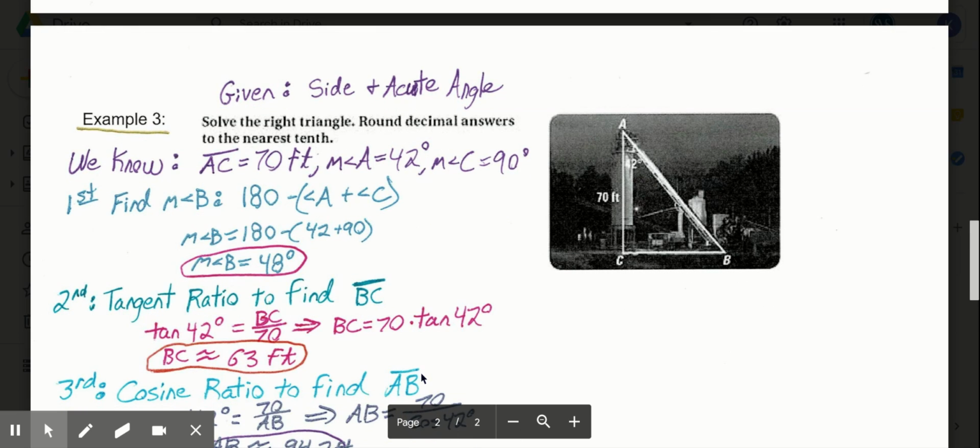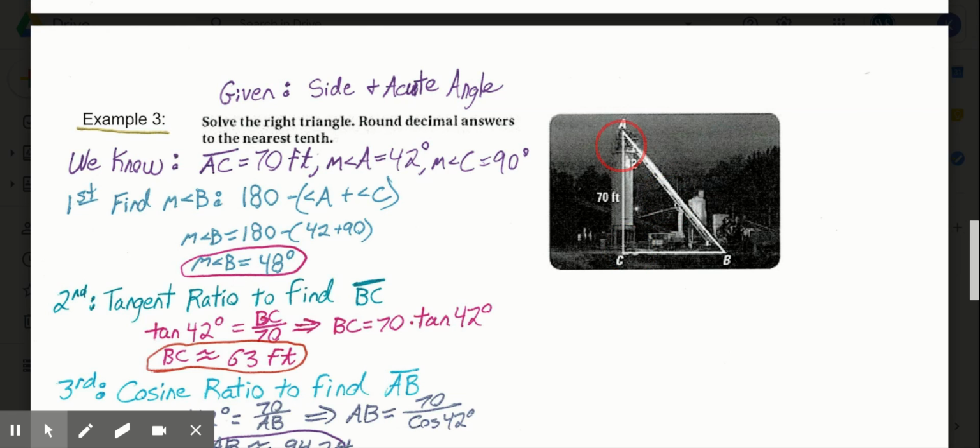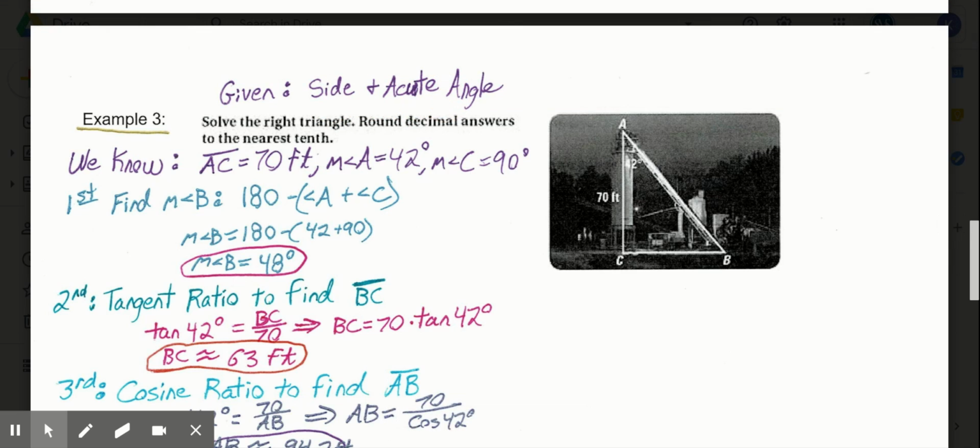Now, example 3 asks us to solve the right triangle, rounding decimal answers to the nearest tenth. So if we want to solve right triangles, first we want to identify what they gave us and what we know. So in this case, they gave us a right angle here at C, an acute angle, 42 degrees for A, and one side. So I was given a side and an acute angle. So yes, I can solve this triangle.